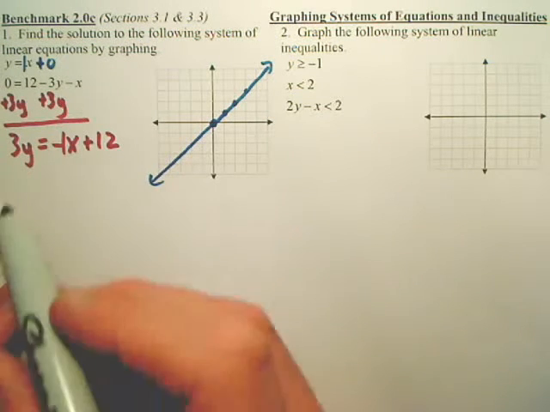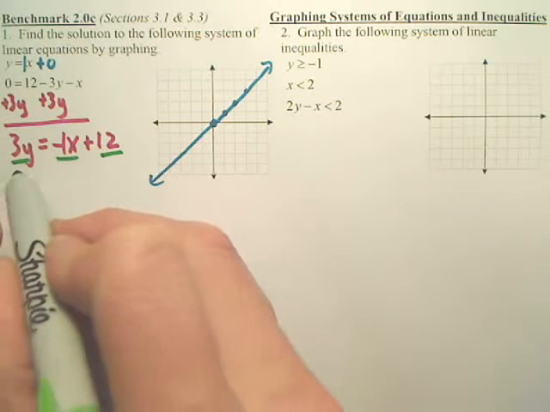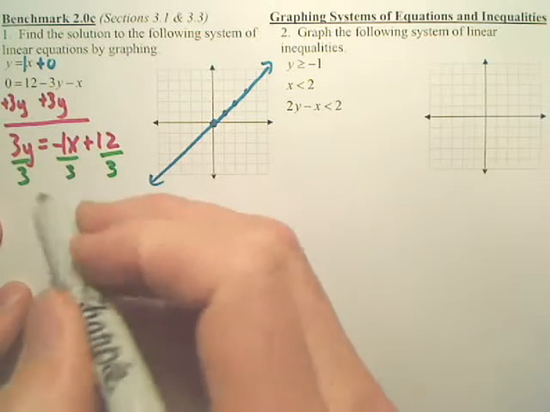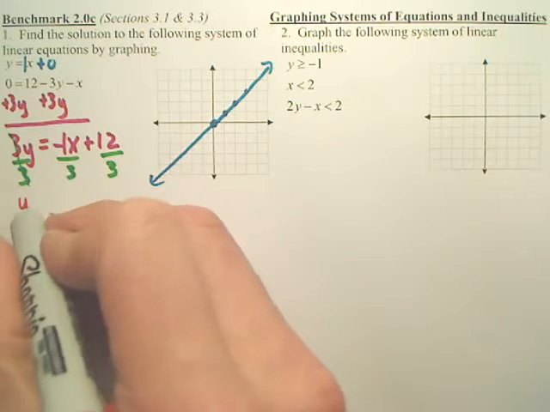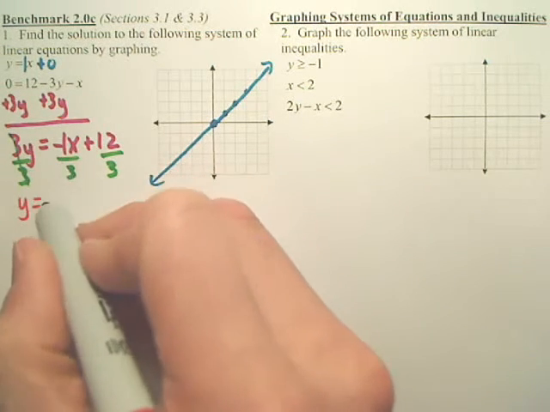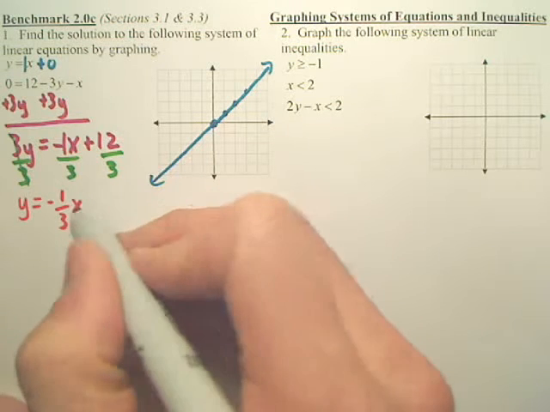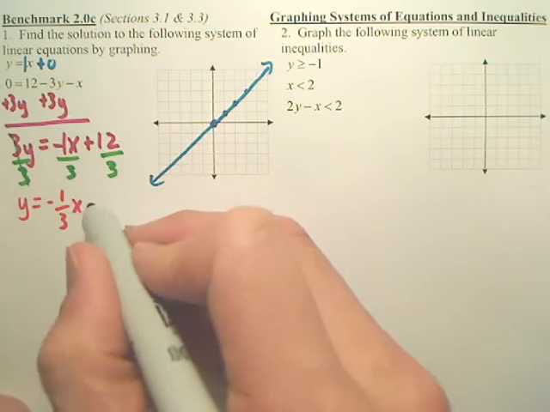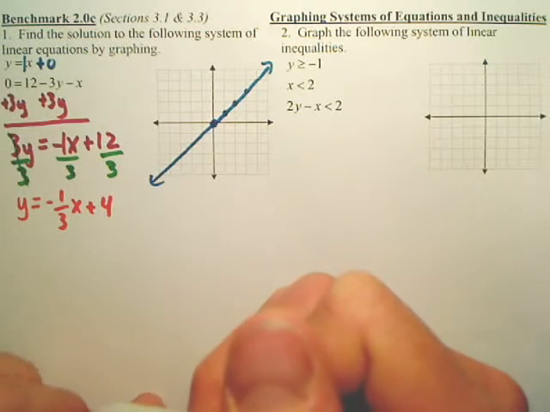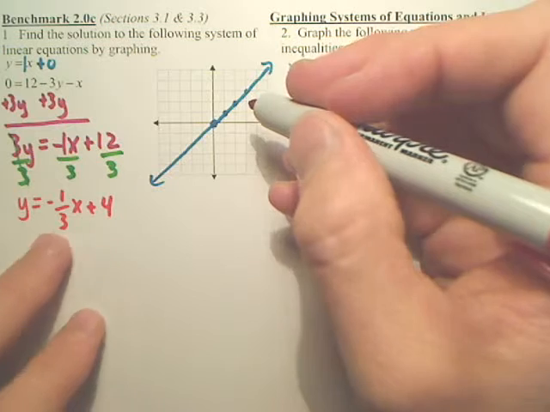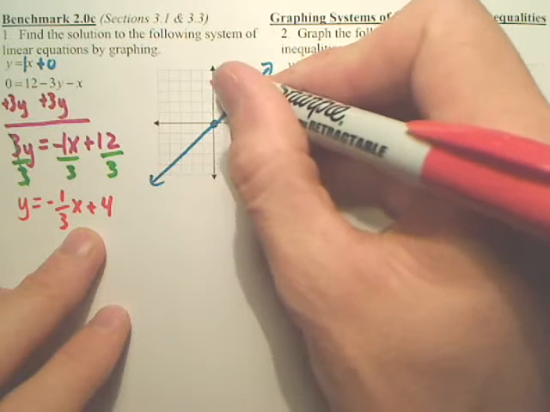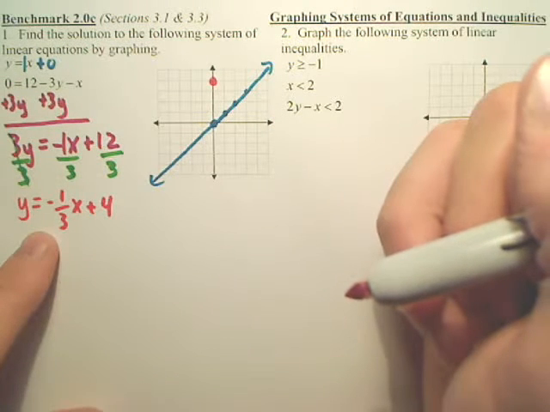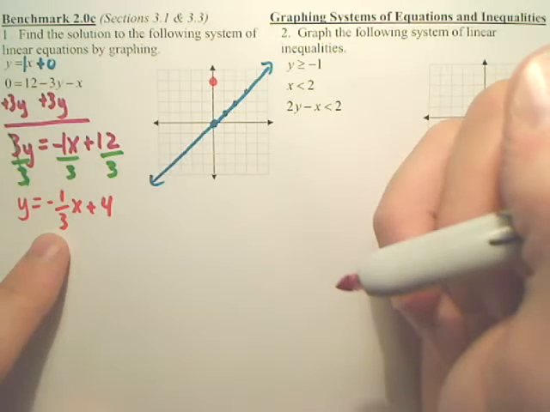Now, our next step would be probably to divide everything by 3. I now have y equals negative 1 divided by 3 does not reduce, so it's just negative 1/3 x. And 12 divided by 3 is positive 4. So that means I am going to, for this particular graph, where am I going to begin? At 4. And my slope says I'm going to go down 1 and over 3.